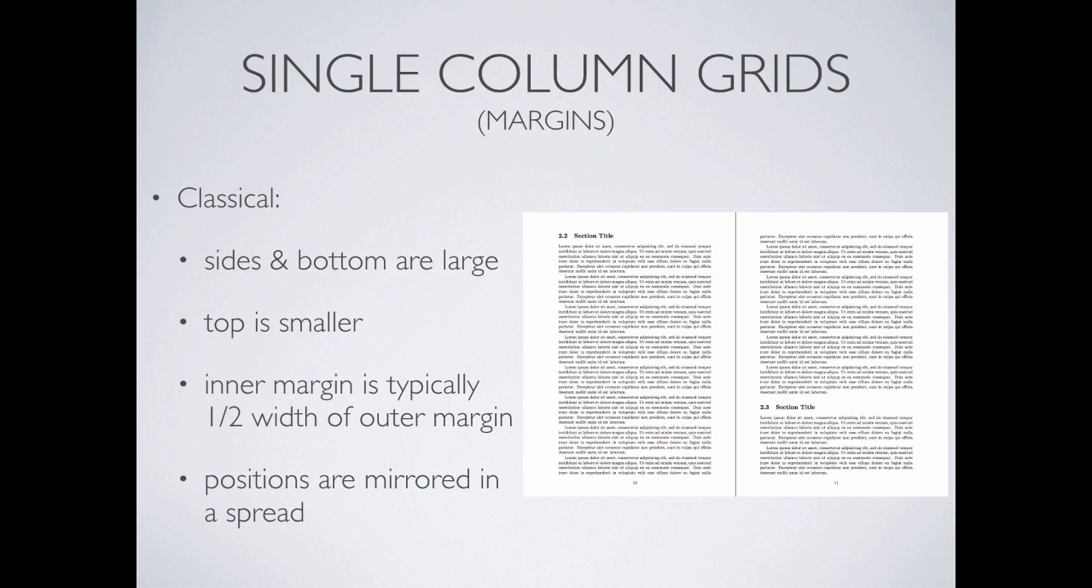The inner margin is typically half the width of the outer margin. So we have a little bit more space on the outside of the page, right? The positions are mirrored across a spread. So in this instance here, and I should put a frame around this so you can see where the outside edge of the page would be, but if we're looking at this, right, this space here is the same as this space here. The width of the text here is the width of the text here. Right? So the top is the same, the bottom is the same. So we're mirroring them across the spread. If you were to open a book, chances are that's the general layout.